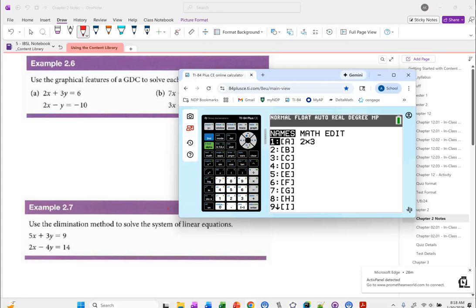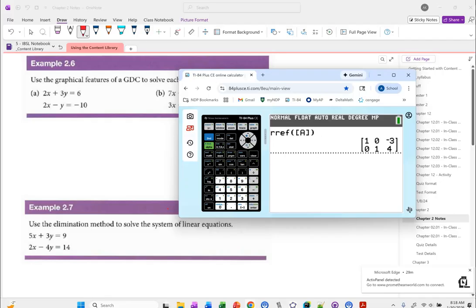So I go into the matrix menu now and I select that matrix A I just made. Close my parenthesis and press enter. This is the output. The way I read this is I translate this back into an equation. Each row represents an equation, so it says 1x plus 0y is equal to -3, or just x is equal to -3. The second row says 0x plus 1y is equal to 4. So in other words, y is equal to 4.